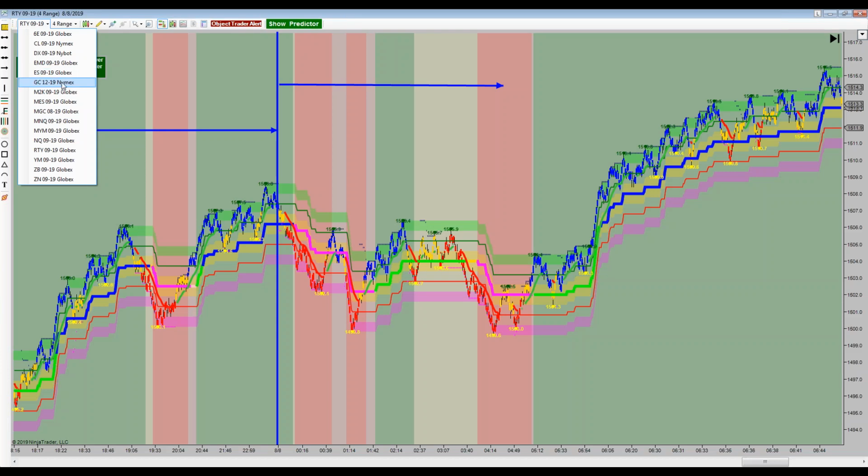Gold futures, of course, we're going to look at. We also trade that in the live room. That's on the December contract. It is $10 per tick of movement.